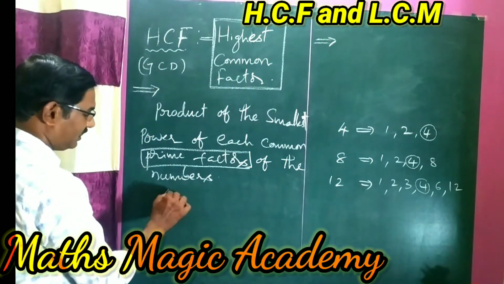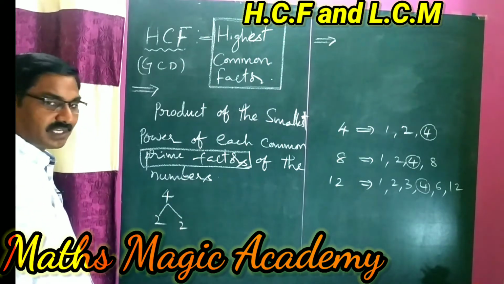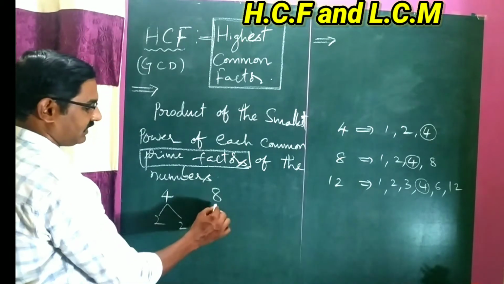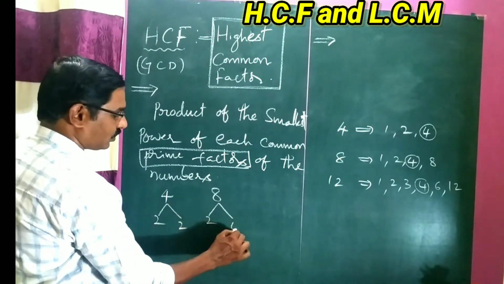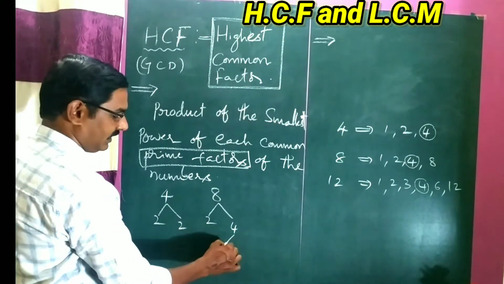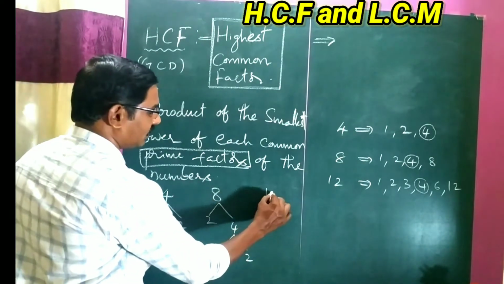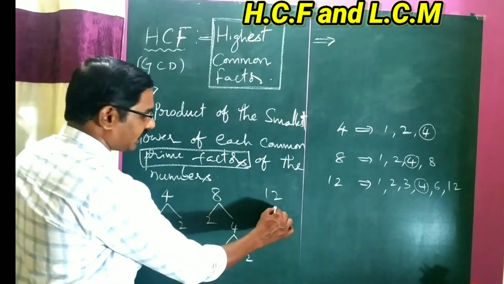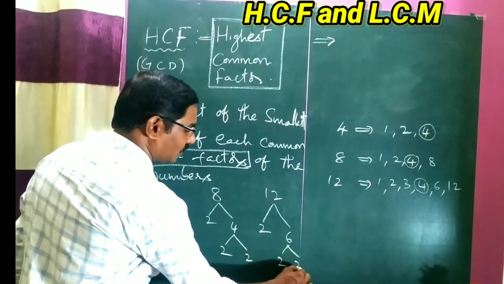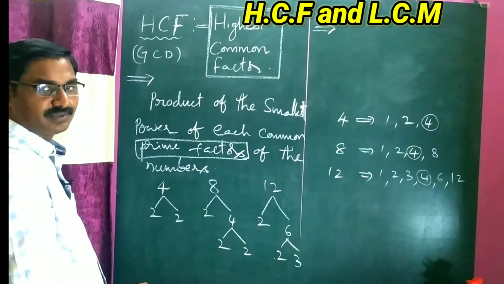I want to find the prime factors of 4. What can I write? 2 twos are 4. Like that, what are the prime factors of 8? 8 can be 2 fours. The beginning prime number is 2, that's why I am taking 2. 2 fours are 8, and again 2 twos are 4. Next, 12. How to write 12? 2 sixes are 12, and 6 is 2 threes, so 2, 2, 3. These are all prime numbers only.